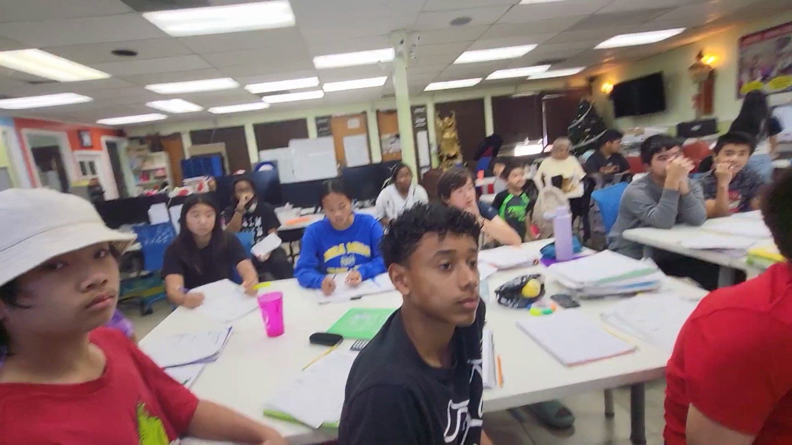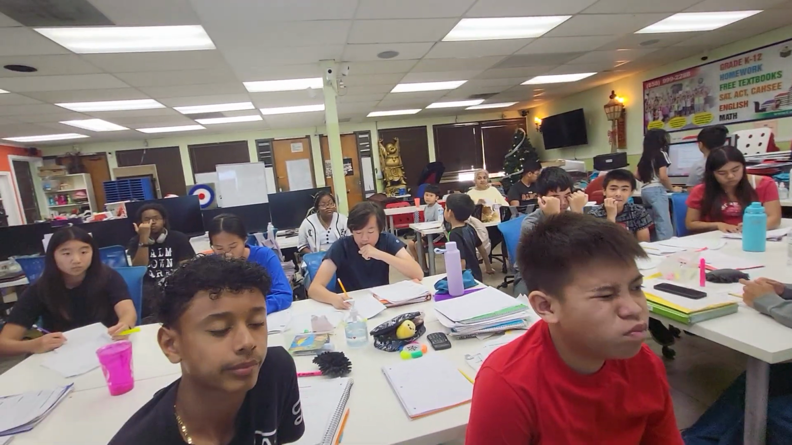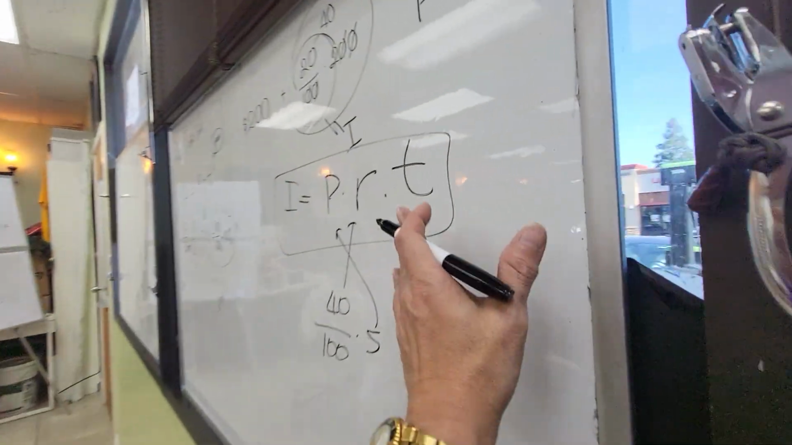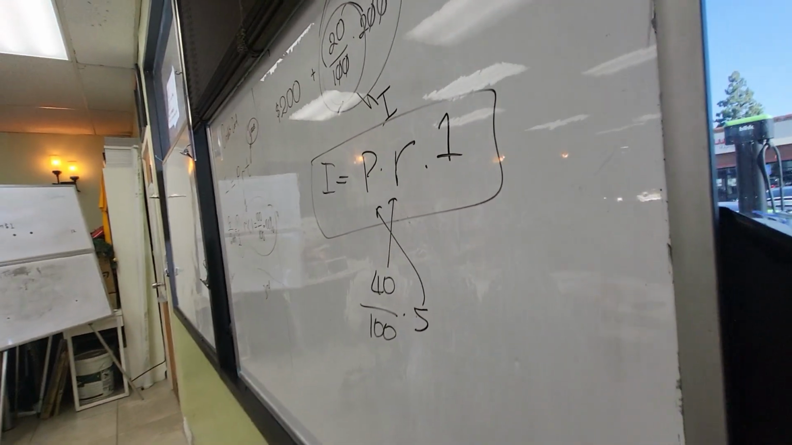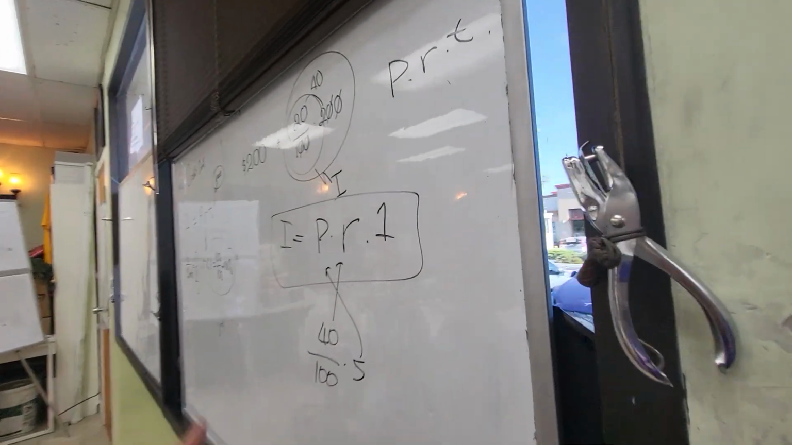Because if I let you borrow, for example, and you pay me in 1 year, T becomes 1. That means everything stays the same, right? So you still pay me $240.